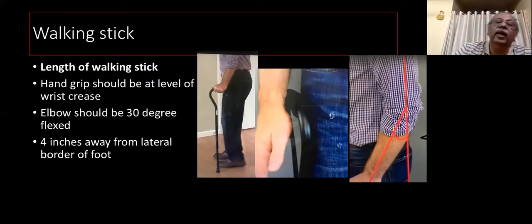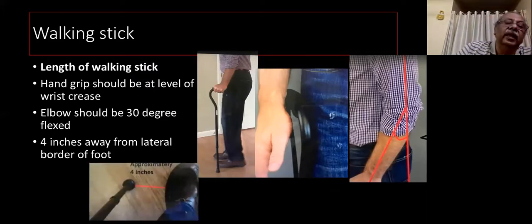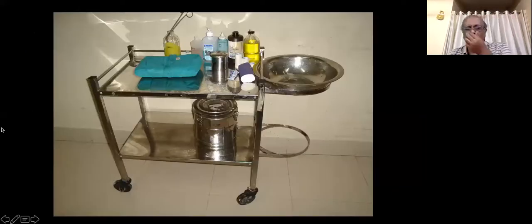This is not commonly asked. What is commonly asked is usually the crutches. Four inches from the lateral border of the foot. You remember this: the wrist crease when the elbow is flexed 30 degrees, and 4 inches from the lateral border of the foot. Now coming to the dressing trolleys.